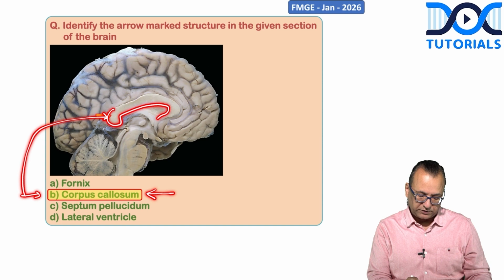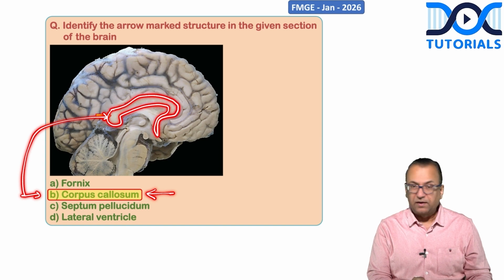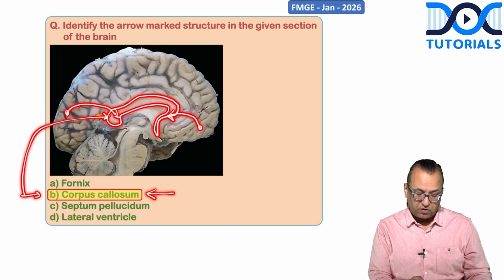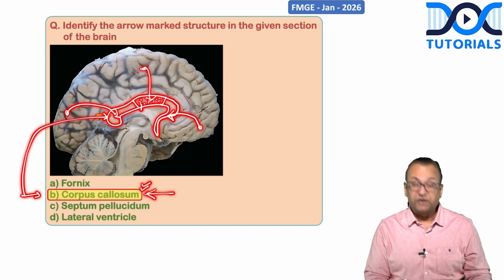The commissure fibers which are connecting the, say, occipital lobe on the right and left side, frontal lobe on the right and left side, or parietal lobe on the right and left side, different axons will be there and connecting right and left half of the brain. So answer should remain choice number B, corpus callosum.